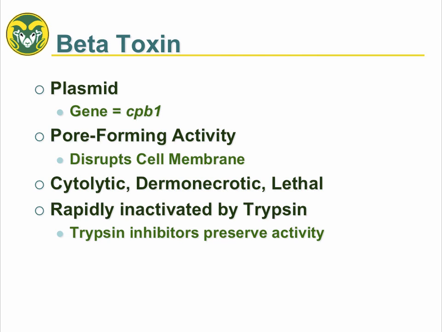Okay, beta toxin. It's carried on a plasmid and has pore-forming activity that disrupts the cell membrane. The toxin comes along, attaches to the cell membrane, groups together, and forms a pore there, which allows electrolytes out and fluid in, and we get disruption and cell death. It is cytolytic, and another really important concept here is that it is rapidly inactivated by trypsin.